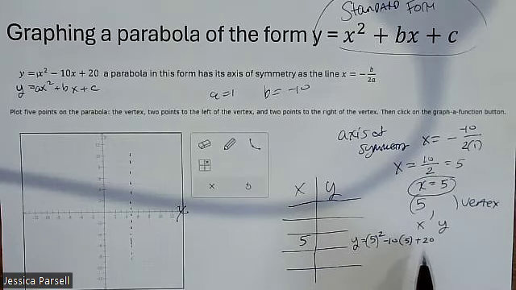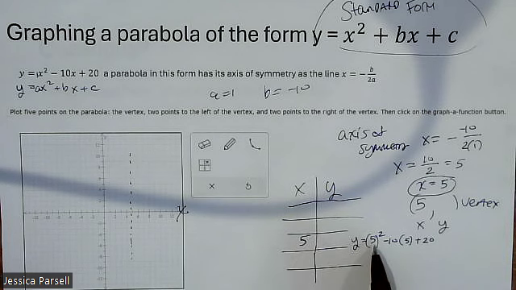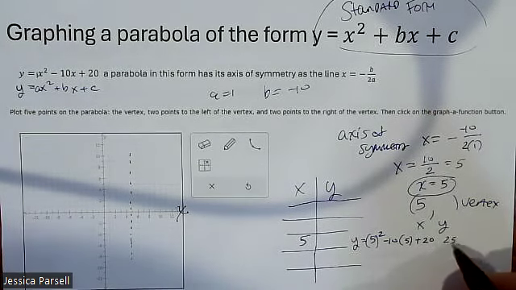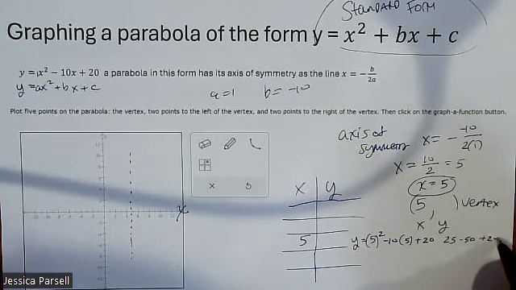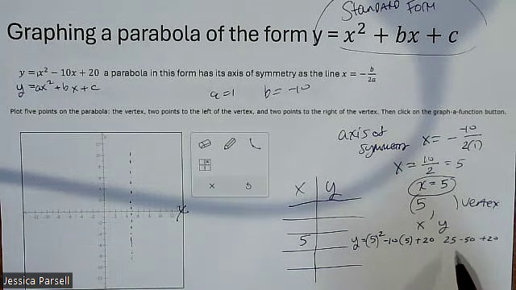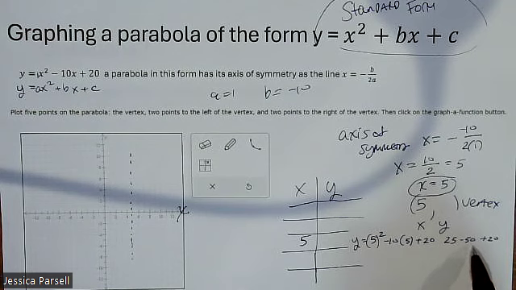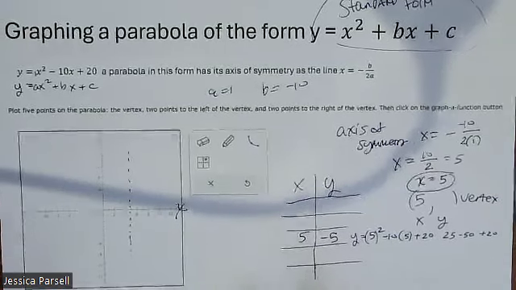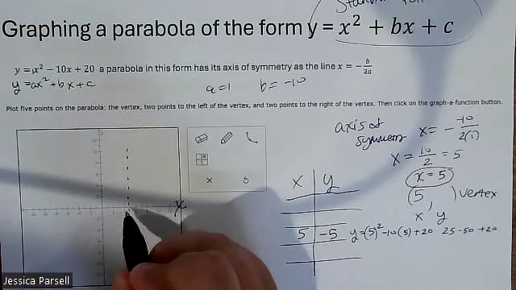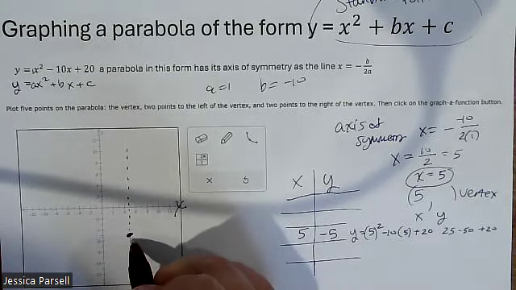Okay, so pause the video and see if we get the same answer here, then come back. So we're looking for y when x is 5. So 5 squared is 25. Minus 10 times 5 is 50, plus 20. Okay, so 25 minus 50 would be negative 25. And negative 25 plus 20 gives us negative 5. So now, hopefully you got that. We can graph that vertex. So we're going to come over to 5 and down to negative 5 right there. So that's going to be our vertex.